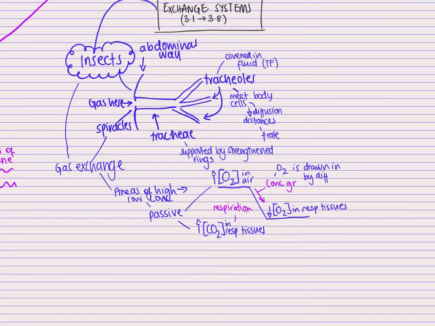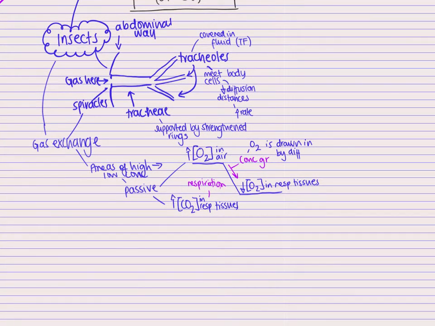And that highest carbon dioxide concentration in the respiring tissues is compared to the comparatively low concentration of CO2 in the air. And again, we've got that downwards concentration gradient, same as last time, but the carbon dioxide moves out of the insects. And again, that is through the spiracles, or actually for the carbon dioxide, we're going from the cells to the tracheoles to the tracheae out of the spiracles.